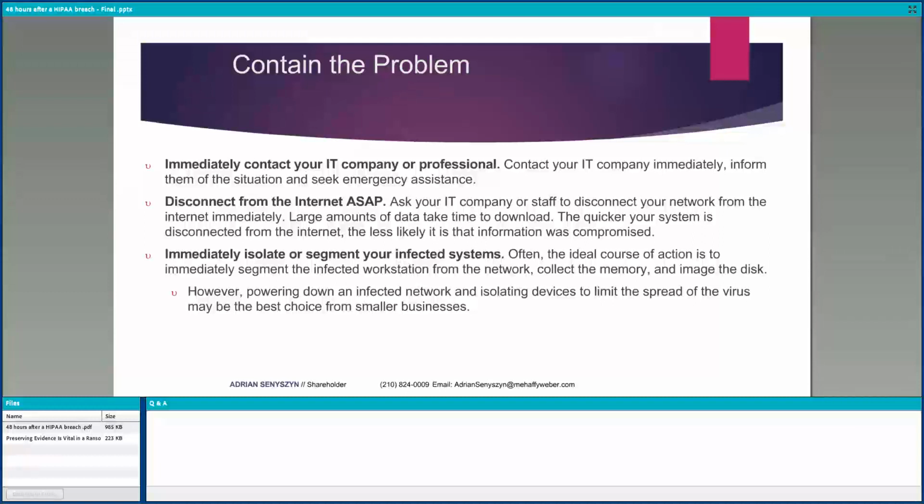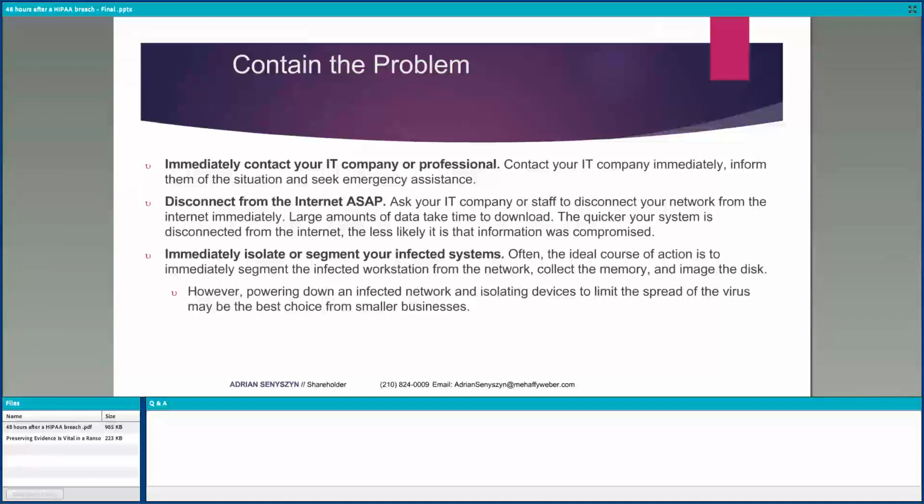Another thing you want to be aware of and talk to your IT company about is disconnecting from the internet, because really the goal of the contain component is also preventing information from leaving your system. So if there's a hacker on your system, you want to be able to shut down that hacker's access and close the door to them being on your system.